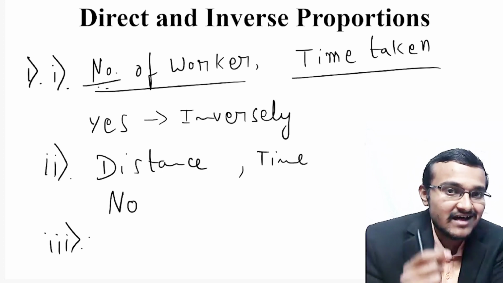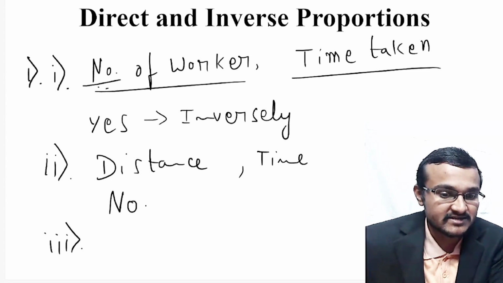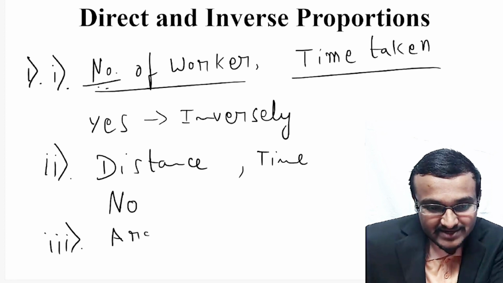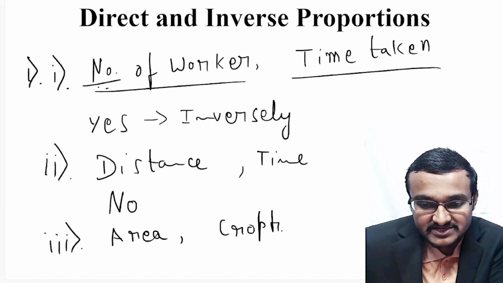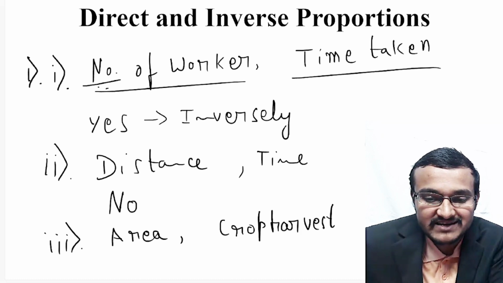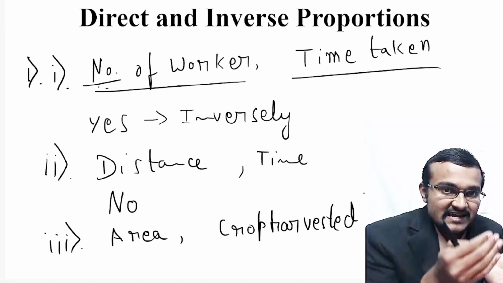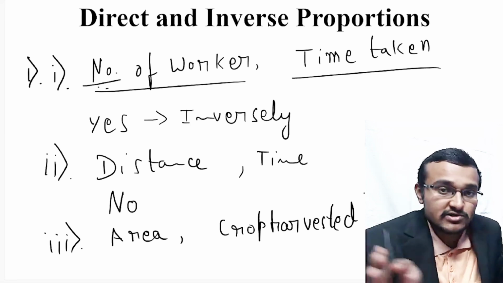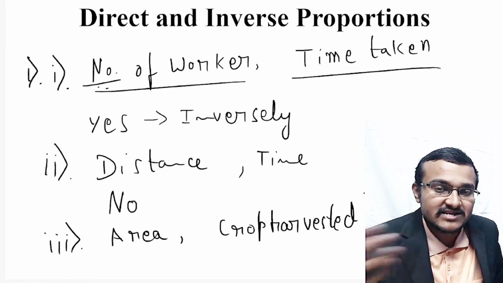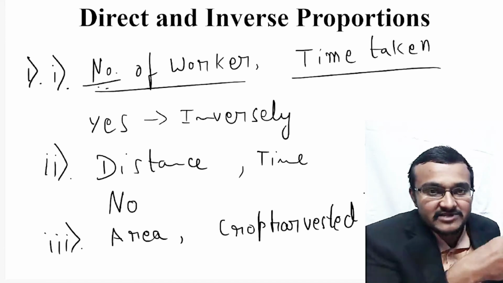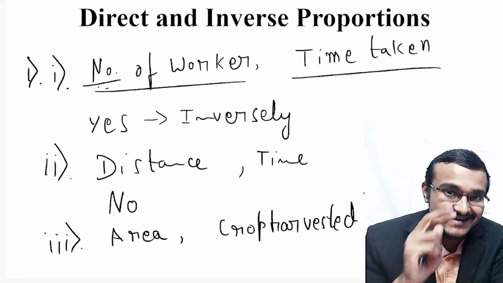So area required to cultivate a particular crop and crops harvested. One physical quantity is area and the other physical quantity is crops harvested. So here obviously when area is more, more crops can be harvested in that area. When area goes on reducing, the amount of crops which you are harvesting in that area also goes on reducing. When you have larger area, you can harvest more plants, more crops in that area. So that's why area and crops harvested are directly proportional to each other.